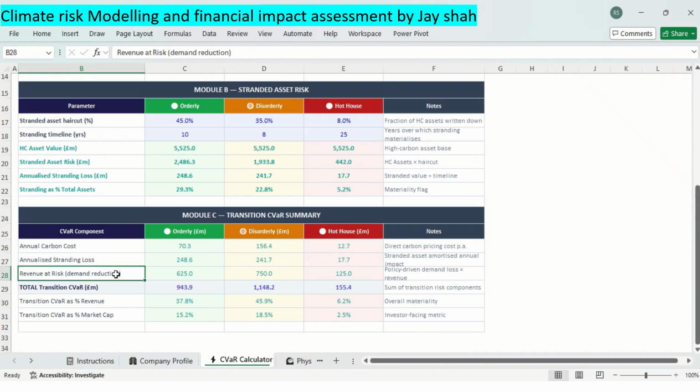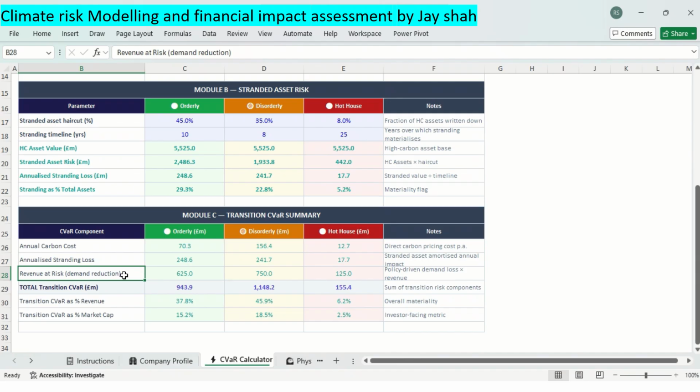So here the revenue risk from demand reduction represents the revenue loss from customers shifting away from fossil fuels as the energy transition accelerates. Under the disorderly scenario, 750 million is mentioned, and under the hothouse, it will be 125 million. So these are the losses for the company if customers transition from traditional fossil fuels to renewable energy, then the company will have revenue at risk, in terms of pounds in millions, in that manner.